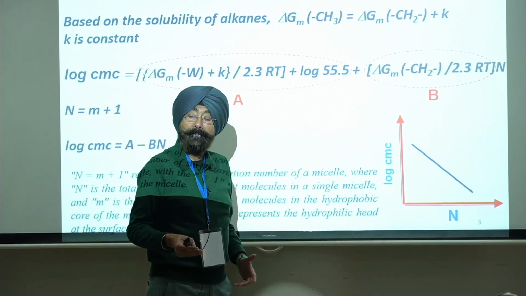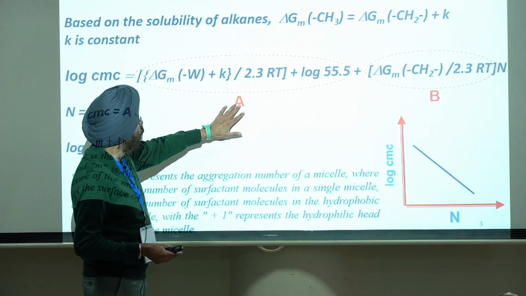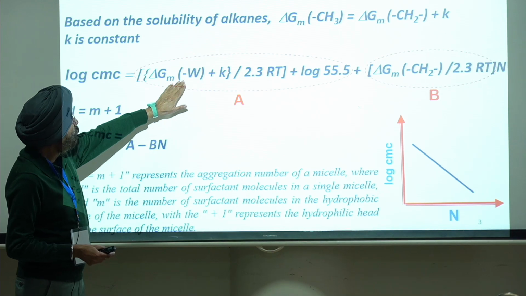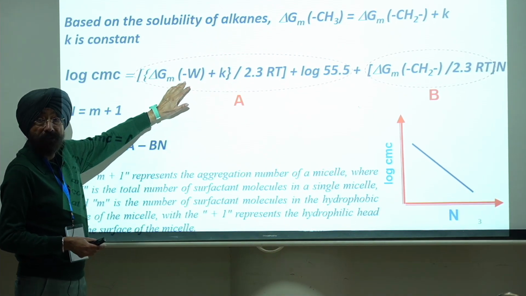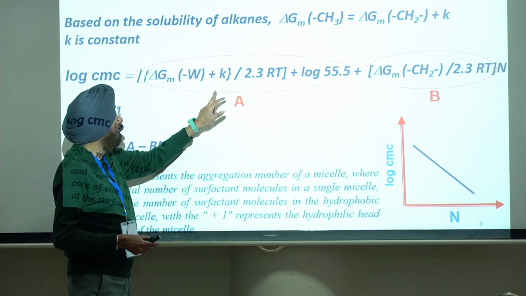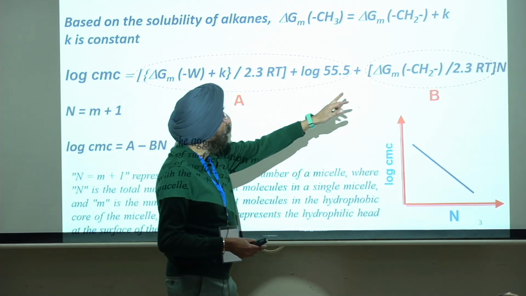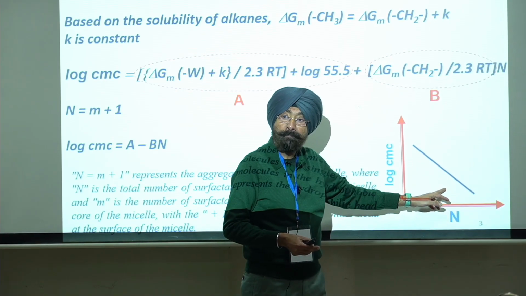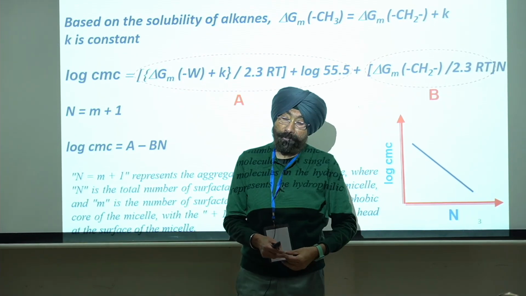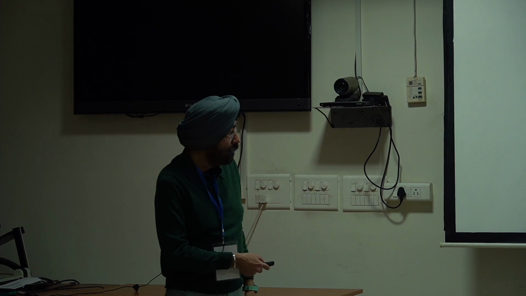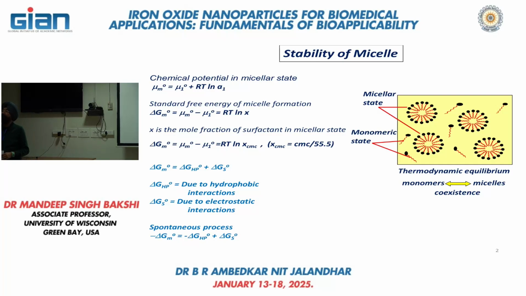And now how is it going to help us? From the A value, you can substitute the gas constant, temperature, and take the log of 55.5. Eventually you will be able to calculate the head group contribution. By equating the entire term with A, you can calculate the delta G for the head group contribution. By equating the second term with B, which you have already calculated from the slope, you can calculate the delta G of methylene contribution. So this is the way we can get these two contributions, the hydrophobic contribution and the hydrophilic contribution, right?